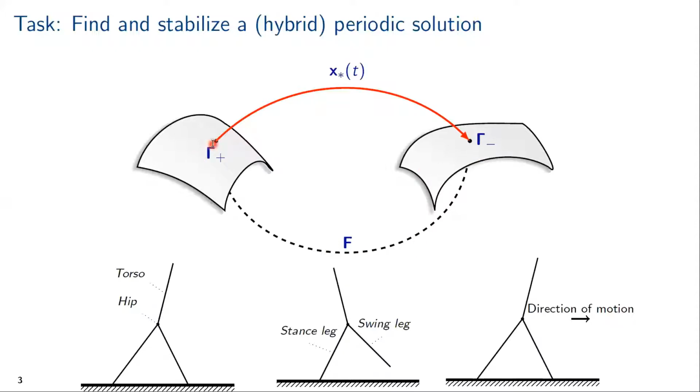Now the next task, if we can find such a hybrid periodic solution, is to design a feedback controller for it. Meaning that if we, for instance, start with our states up here somewhere, then we want to use this feedback controller to bring the states over time back into this periodic orbit, which is formed by the solution.